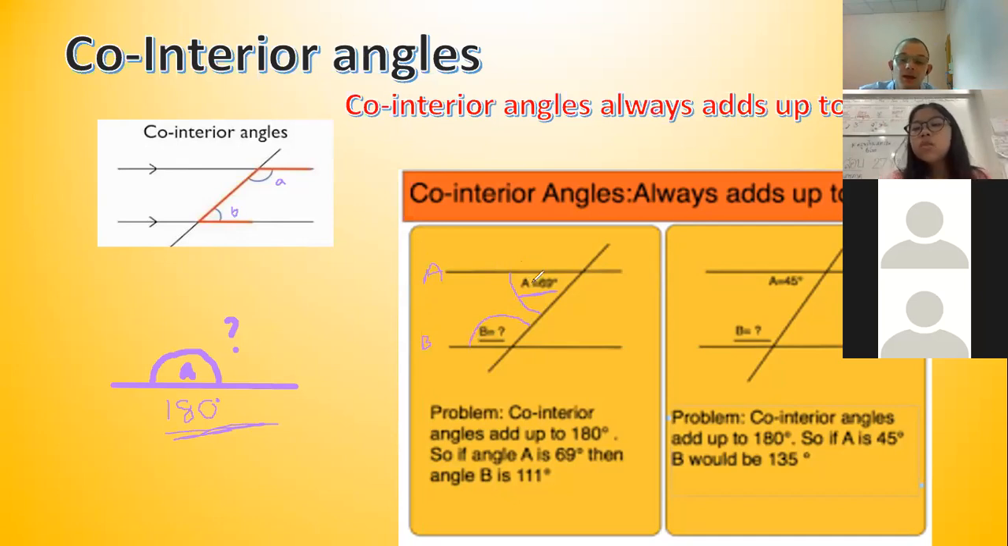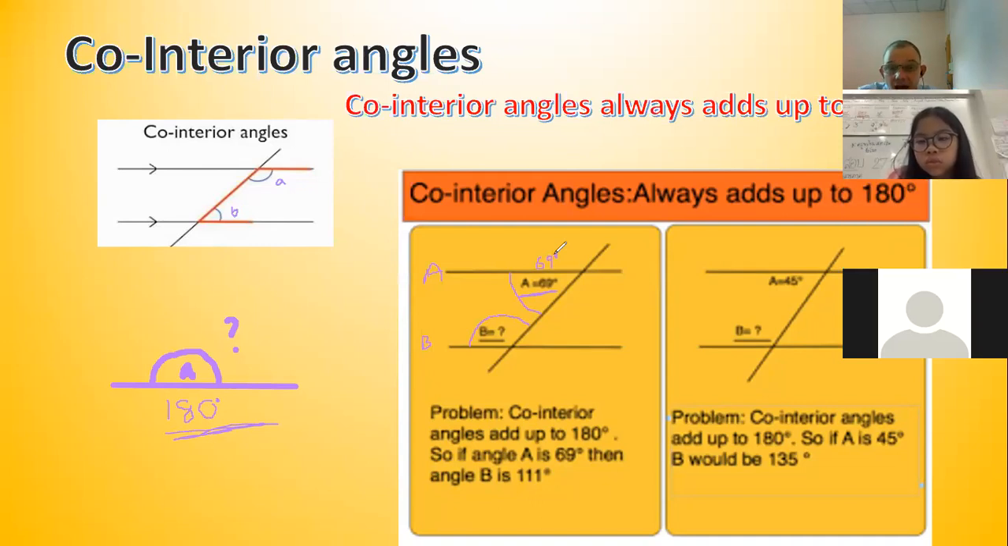Do you see? Now angle A is not very clear, but it says 69 degrees. So if we follow our rule that co-interior angles are always 180 degrees, if you add them, then we can calculate certain angles. So here we have angle A is 69. What will angle B be? What is the answer for B?